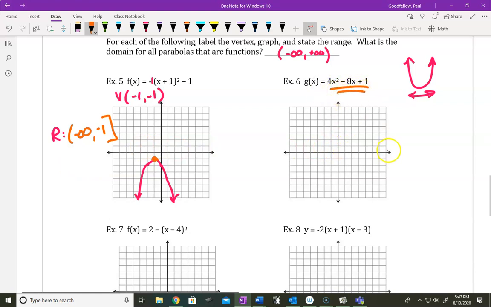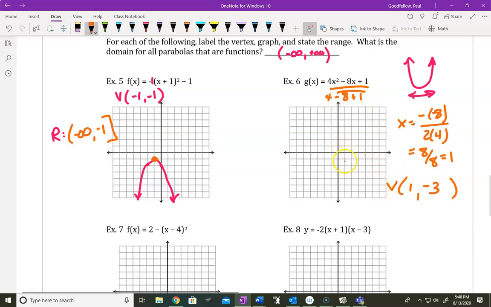Now, standard form, a little bit more work. Ultimately, we're going to try to find the axis of symmetry, where x is negative b over 2a, or negative of negative 8 over 2 times 4, and that would give me 8 over 8, which is 1. So the vertex is at 1, comma. Plug 1 back in this bad boy. I'd end up with 4 minus 8 plus 1, which is negative 4 plus 1, negative 3. And the vertex is going to be at 1 and negative 3.